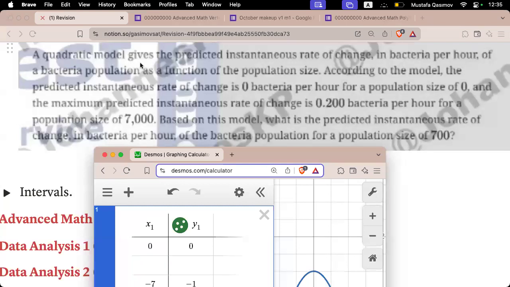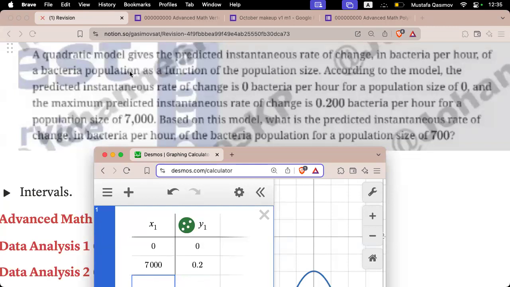Here it says that the quadratic model gives the predicted rate of change. Okay, so when we say f of x shows something, this something is y. So here rate of change is y actually. So 0.2 is y, like that. So what did you say? You say y is equal to 7,000, right? Okay. So it was actually like this. This is clear for everyone.